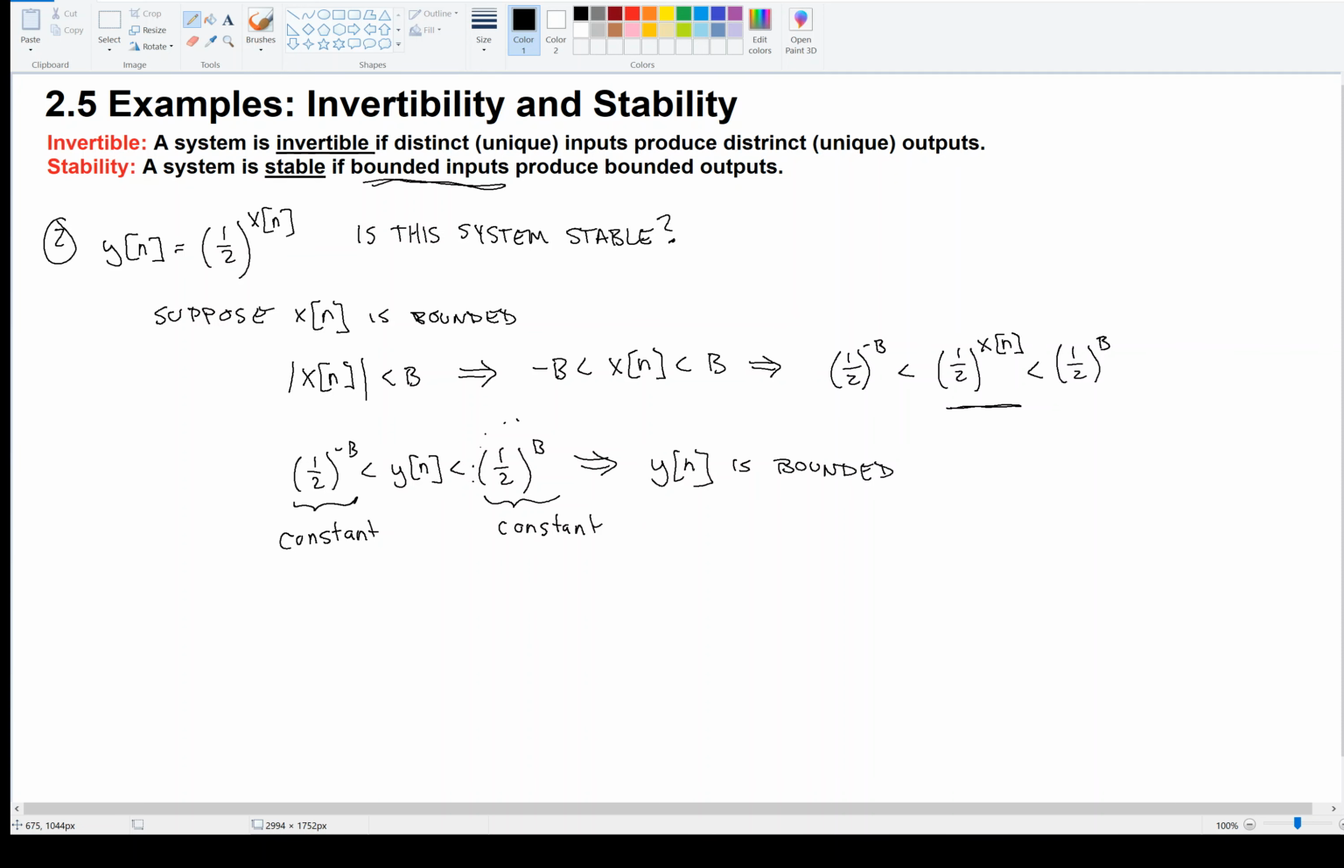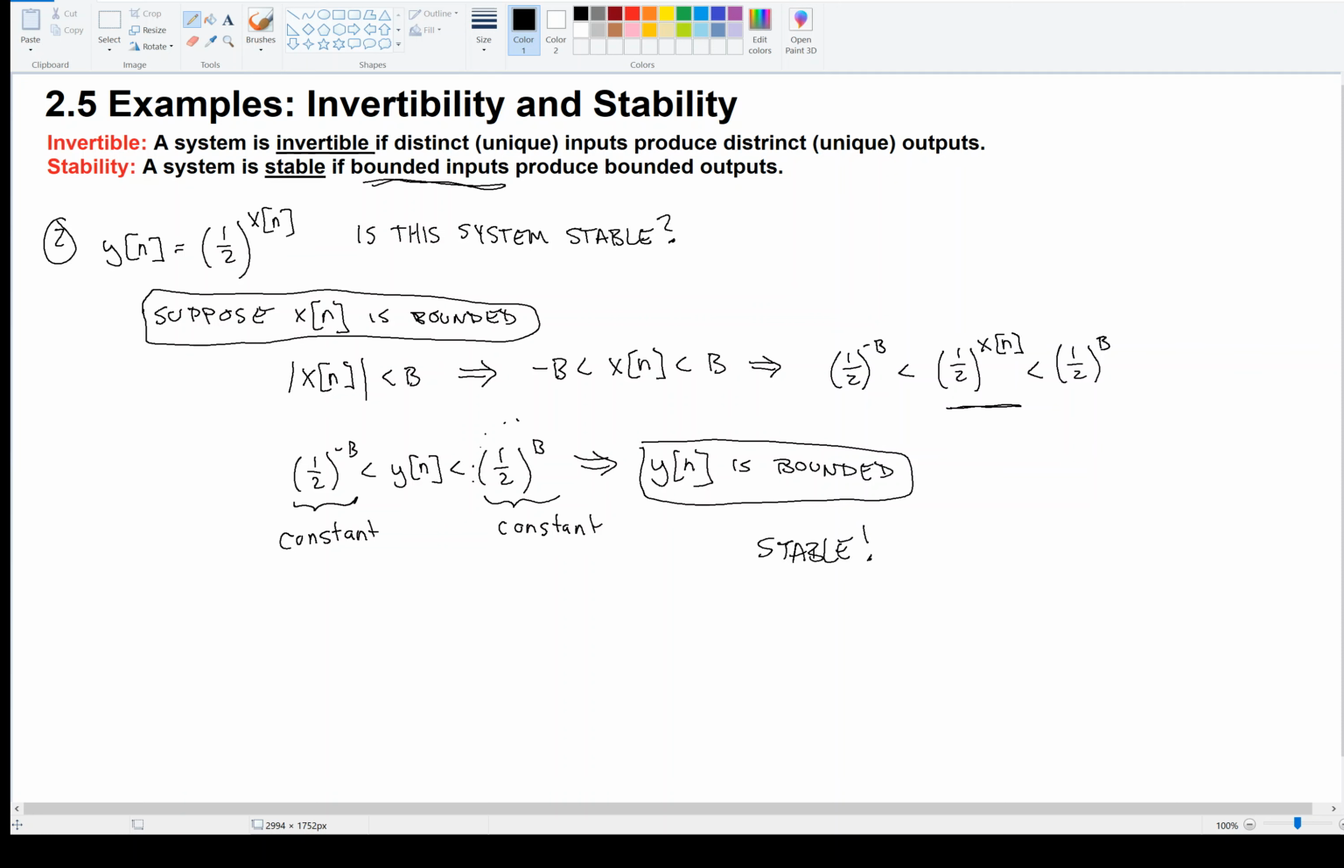So look at my proof here. I started with the hypothesis that x is bounded, and I made no other assumptions about x. Not that it's a sine wave or that it's a constant or whatever. I made no other assumptions, and I was able to show that y is bounded. Therefore, for any bounded x[n], I get a bounded y[n], and the system is stable. That is how you show stability.